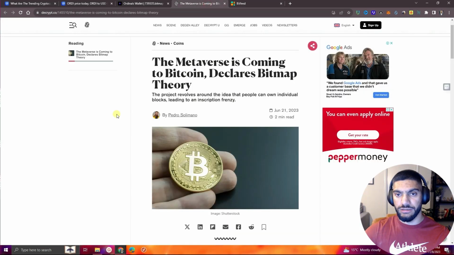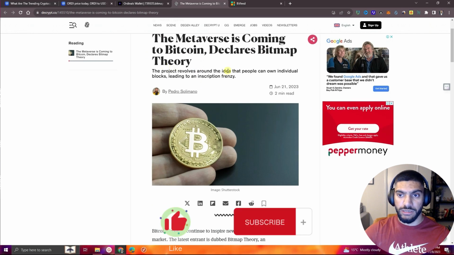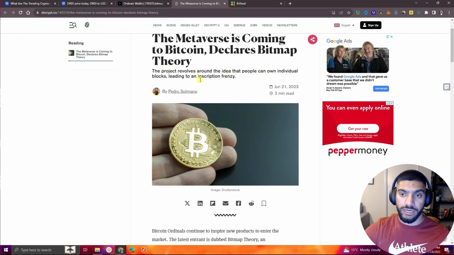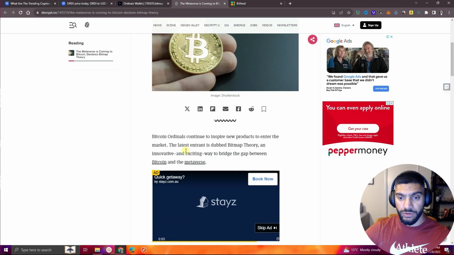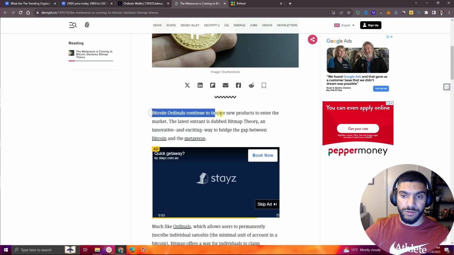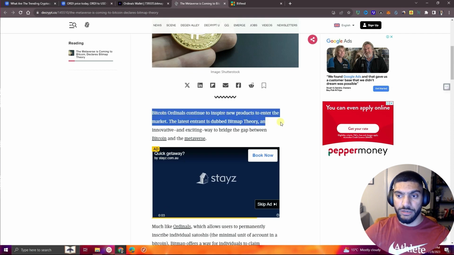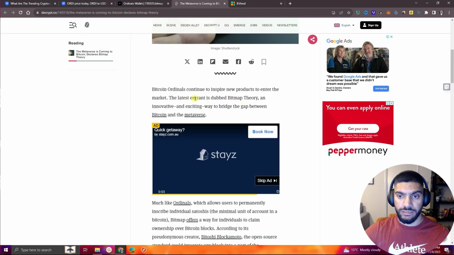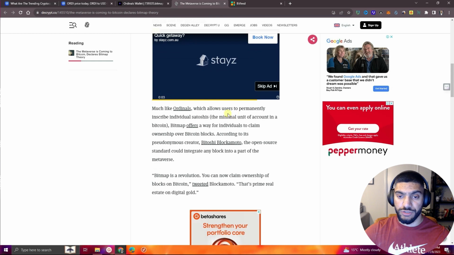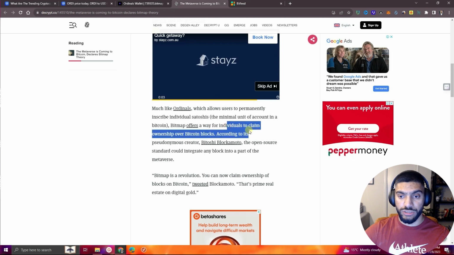So if you see this article from Decrypt, it is from June 21st. The metaverse is coming to Bitcoin, declares Bitcoin theory. The project revolves around the idea that people can own an individual block, leading to inscription frenzy. So this is basically getting a land on the Bitcoin metaverse. Bitcoin ordinals continue to inspire new products to enter the market. The latest entrant is dubbed Bitcoin theory, an innovative, exciting way to bridge the gap between Bitcoin and the metaverse. Much like ordinals, which allows users to permanently inscribe individual satoshis, Bitmap offers a way for individuals to claim ownership over Bitcoin blocks. So this is really important.